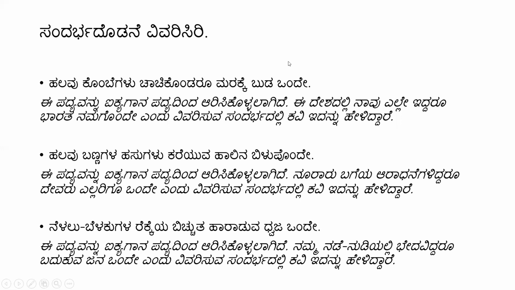Okay, you explain that previous line and write that while explaining that line, the poet has mentioned this. That's it. So what does the previous line say? ಈ ದೇಶದಲ್ಲಿ ನಾವು ಎಲ್ಲೇ ಇದ್ದರೂ ಭಾರತ ನಮಗೊಂದೇ ಎಂದು ವಿವರಿಸುವ ಸಂದರ್ಭದಲ್ಲಿ ಕವಿ ಇದನ್ನು ಹೇಳಿದ್ದಾರೆ. So while explaining that wherever we are in this country, we all are Indians, this previous line explains that. So you explain that previous line and tell that while explaining that line, the poet has told us about this.